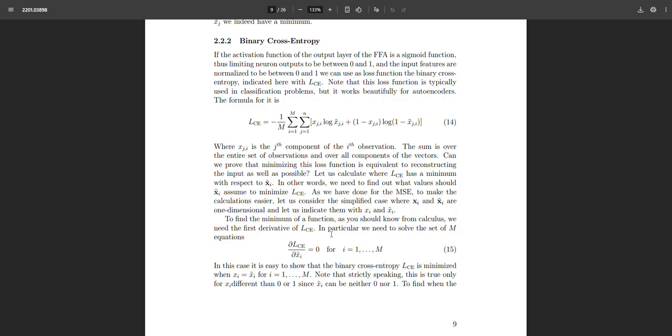When we calculate the derivative of the loss with respect to a specific output component xi bar, we find that the equation is satisfied only if xi is equal to xi bar. This means the minimum loss is achieved exactly when the reconstructed output perfectly matches the input.